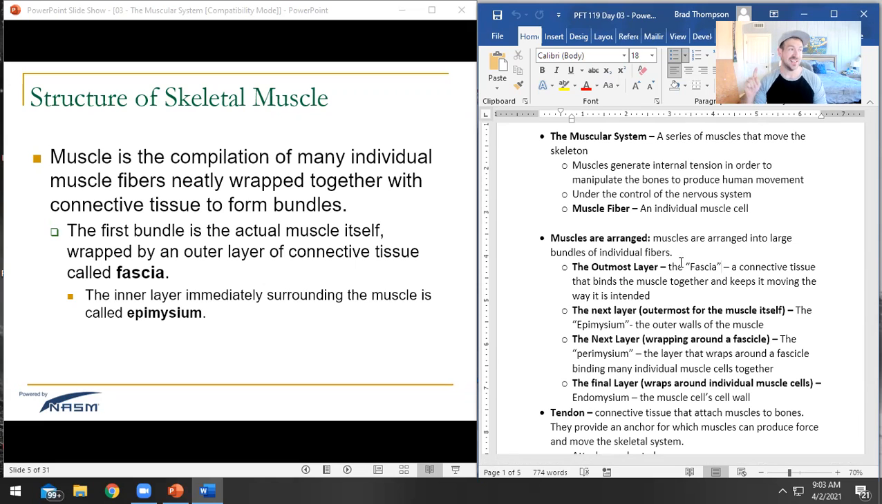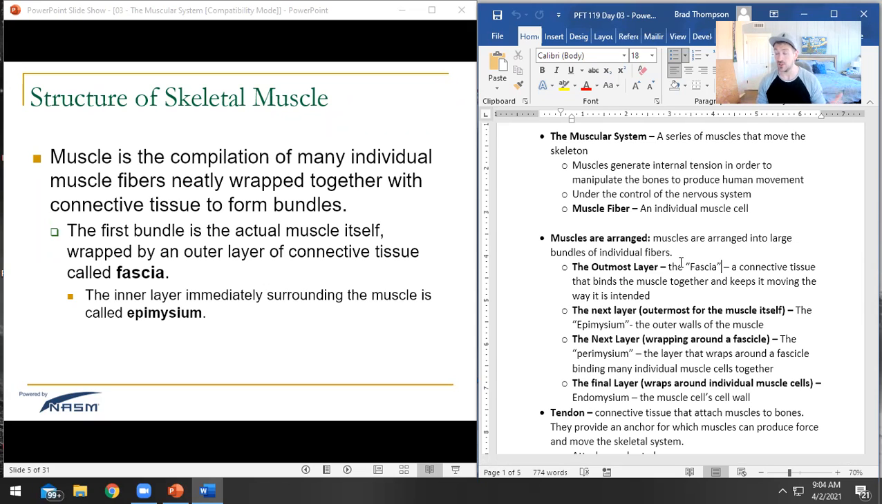What's kind of cool is that a fascicle will be bundled up with a bunch of other fascicles. So you'll have one fascicle here, which has all these muscle cells in it, and then there'll be another one right here, and then another one, and all of that will be wrapped together. And that's actually what we see in our actual muscle. It's a bundle of a bundle of a bundle of individual little muscle cells, which is pretty cool when you look at it.